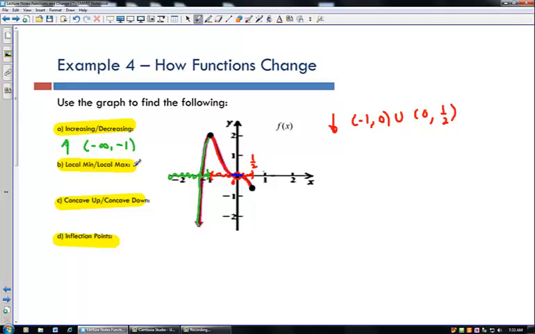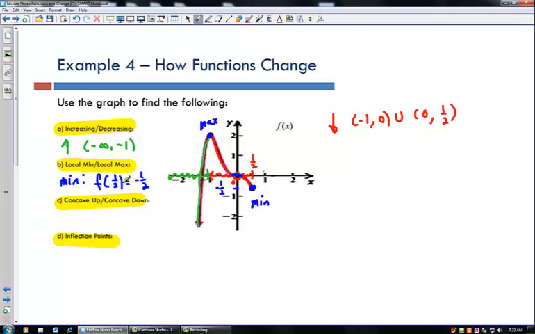For local mins and local maxes, it's obviously that this is a local max, and then down here, this is a low point, and so this is a local min. And so for our local mins, we could put, let's say f of 1/2. If you plug in 1/2, it looks like you get out a nice point between 0 and -1, so let's say -1/2.